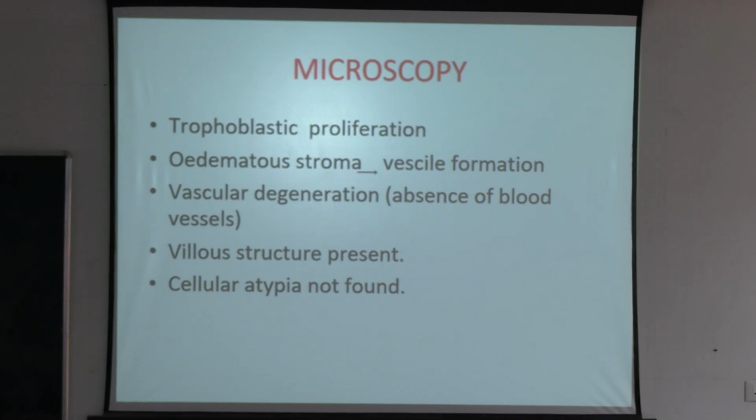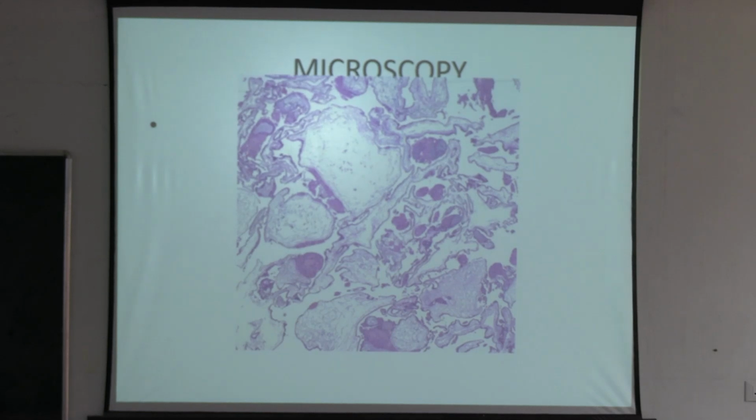So that is on microscopical examination. This is the microscopical picture. This is the edematous stroma and this is the villus, with proliferation. There is much proliferation of syncytial cytoplasm of the villus and edematous stroma. So that is on microscopy.